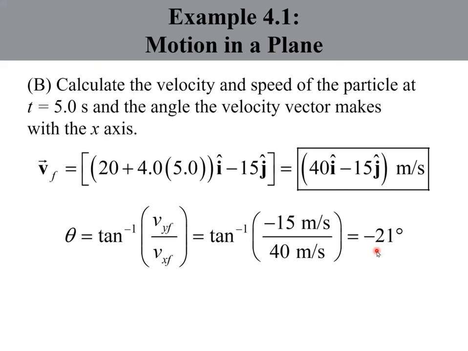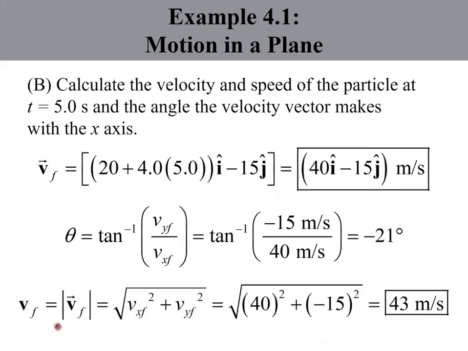Okay, sorry, it also asks for speed. Speed means the magnitude. Velocity is the vector, which is this one, and speed is the magnitude. So we have to find the magnitude, which is the modulus of v, by simply using Pythagoras theorem. So put this value into Pythagoras theorem. So we have 43 meters per second.